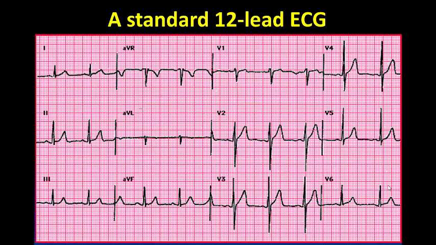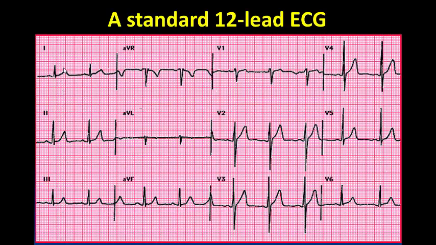This is a normal ECG, and let's apply Einthoven's law to this ECG to see whether our ECG connection and the placement of the electrodes were correct. So this is lead 1, lead 2, lead 3. These are the P waves, P wave, P wave, P wave. These are the QRS complexes, and these are the T waves.